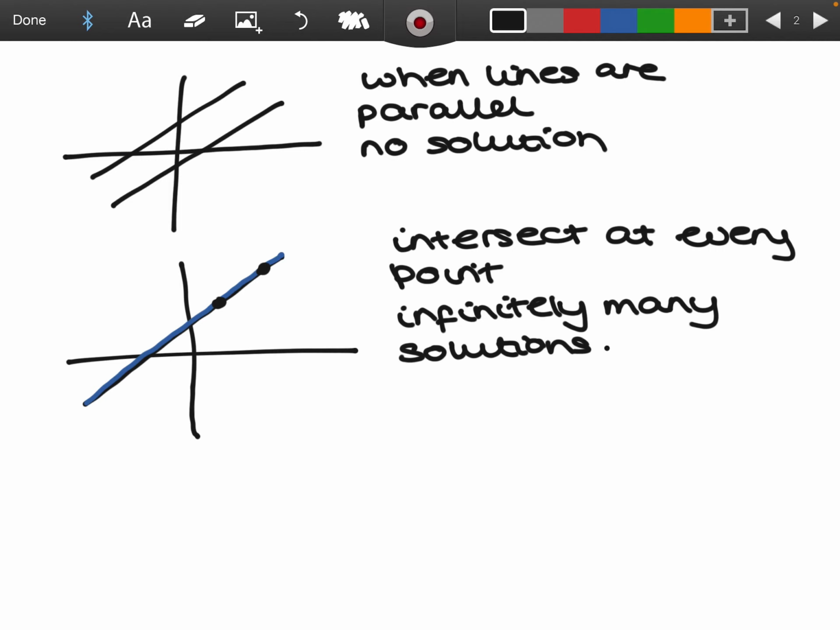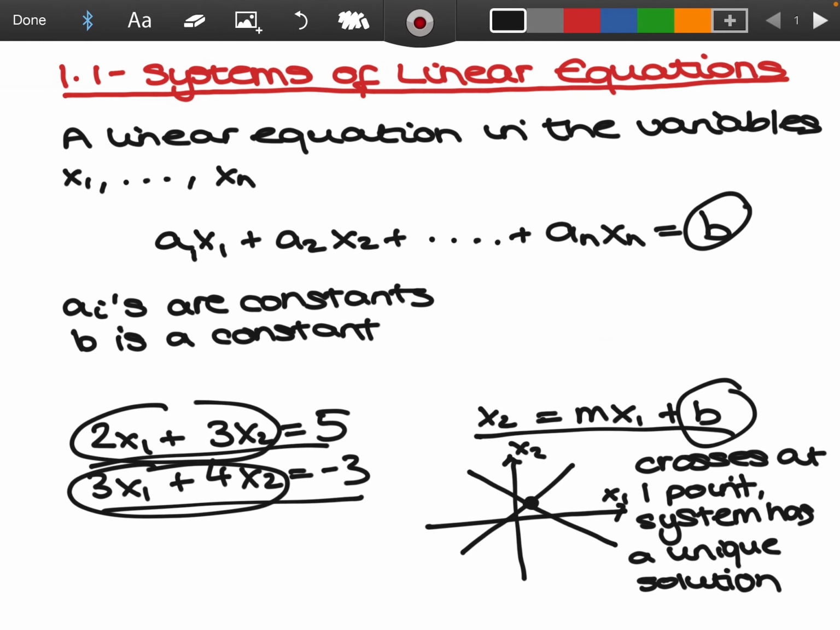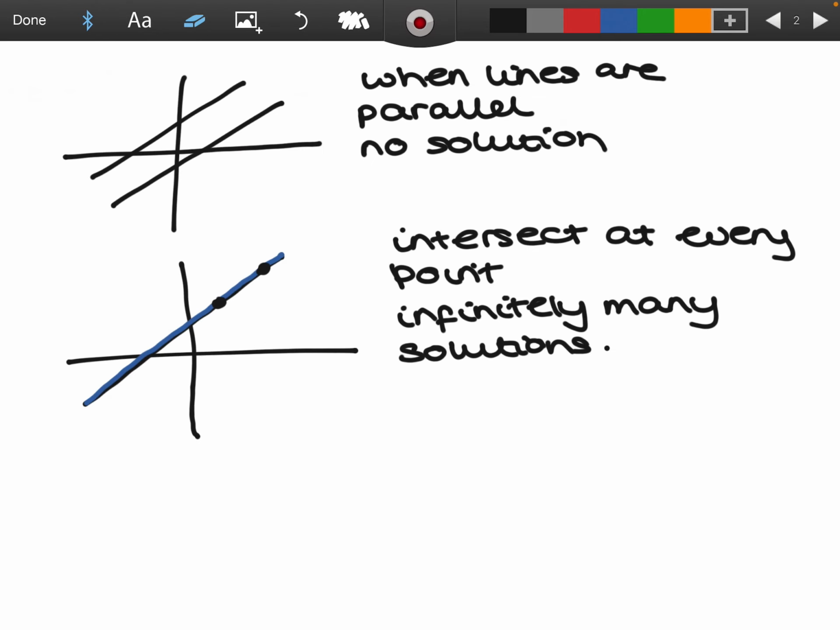Okay. So what we can see here, there's three different possibilities that we have. They either intersect at exactly one point, so there is one unique solution to our system of equations, or they can be parallel lines, which means that they never intersect, so there is no solution to our system of equations, or they can intersect at every single point because they're basically the same line, which means that you have infinitely many solutions. So we can have one solution, no solutions, or infinitely many solutions.